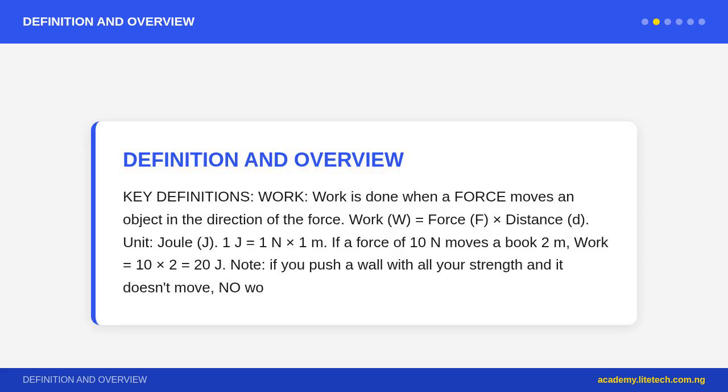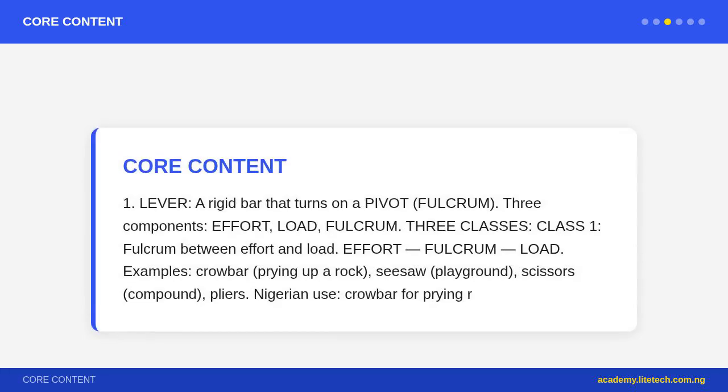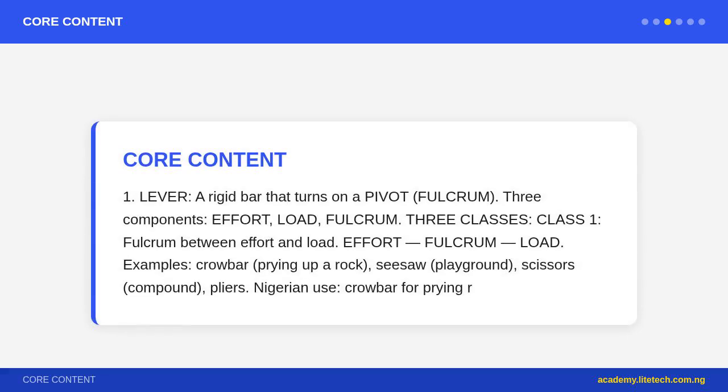Class 2, load between fulcrum and effort. Fulcrum, load, effort. Examples: wheelbarrow, bottle opener, nutcracker. Nigerian use: wheelbarrow on construction sites. Class 3, effort between fulcrum and load. Fulcrum, effort, load. Multiplies distance/speed. Examples: tweezers, broom, fishing rod, human forearm. Nigerian use: broom, a common tool in every Nigerian home.